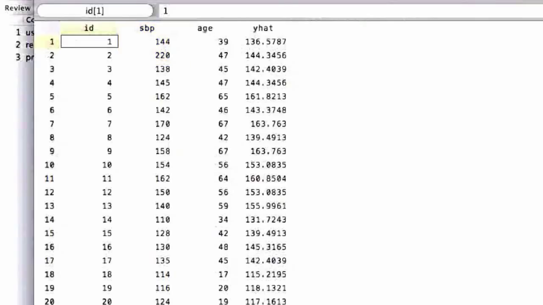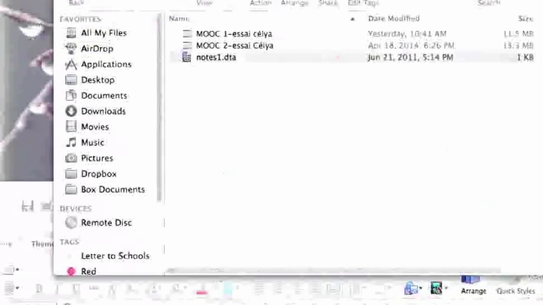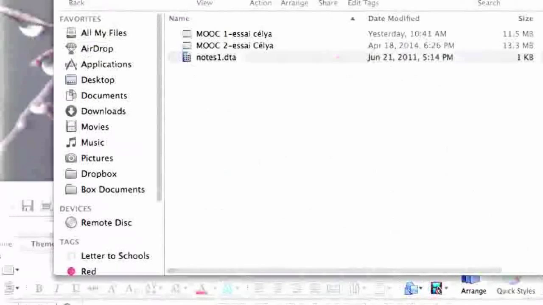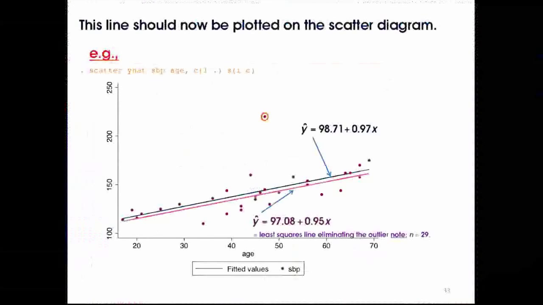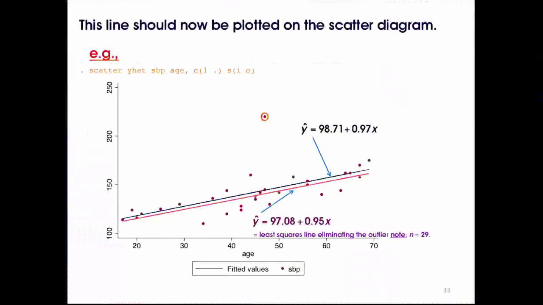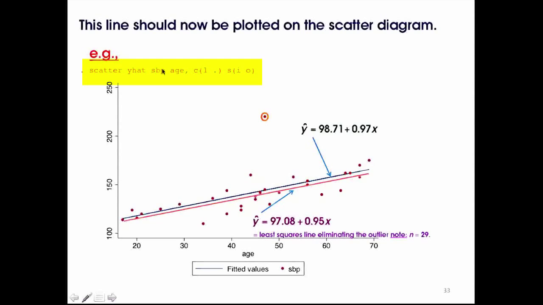But the point being that this command, predict y hat, a simple command, estimates the value of y for each and every person in the data file. Okay, so we can go back. And what I'm doing here is, again, I'm asking it to do two scatter plots. One is to take that variable we created, y hat, and to plot it versus age. And the second graph is to plot the original blood pressures versus age.